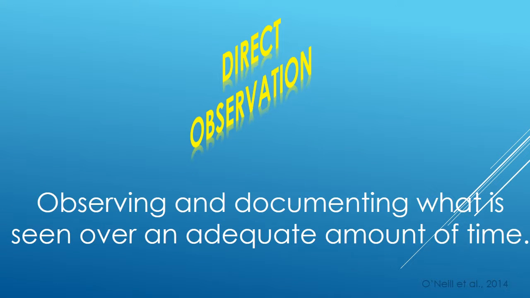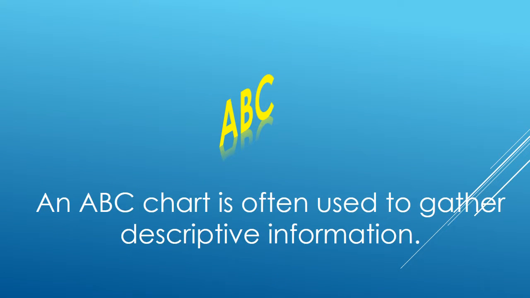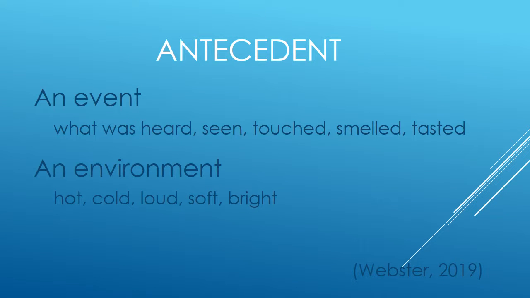Direct observation is observing and documenting what is seen over an adequate amount of time. An ABC chart is often used to gather descriptive information. This stands for antecedent, behavior, and consequence. Let's take a closer look at each piece. An antecedent can be because of an event, what the student heard, saw, touched, smelled, or tasted. Environmental factors can also be antecedents. If the environment is too hot, cold, loud, soft, or bright, a student may be affected.